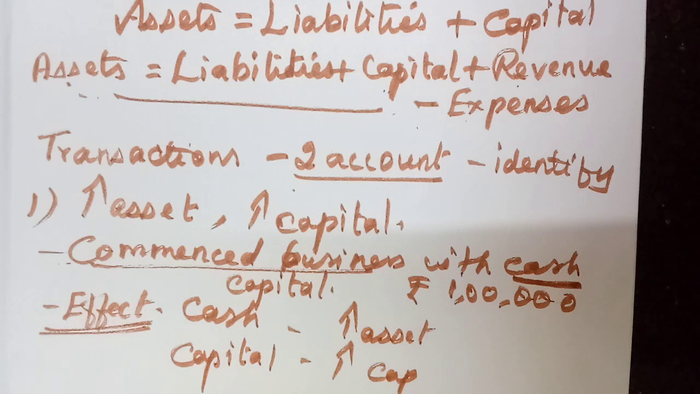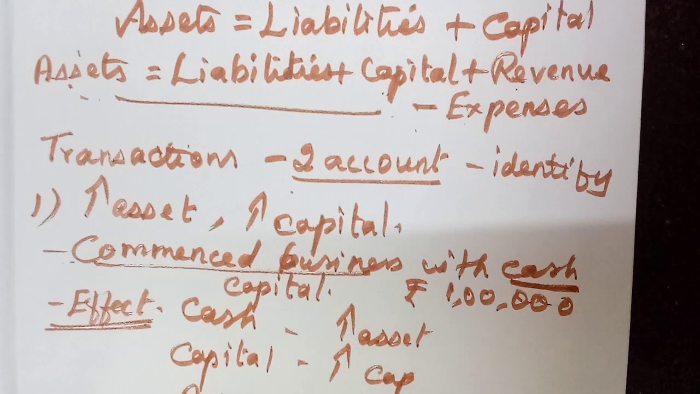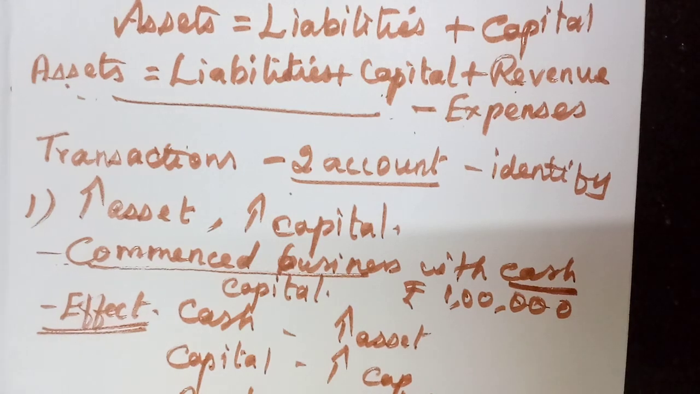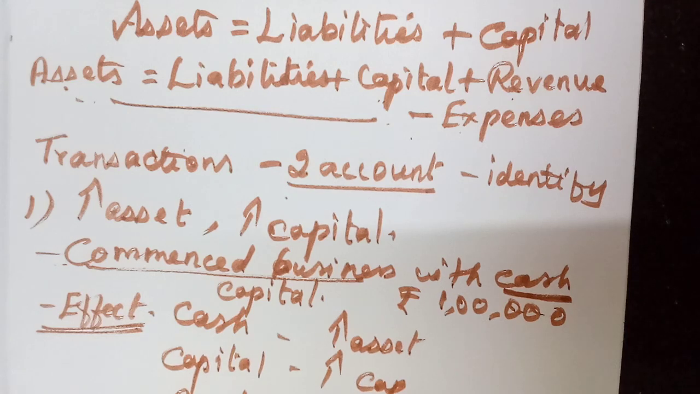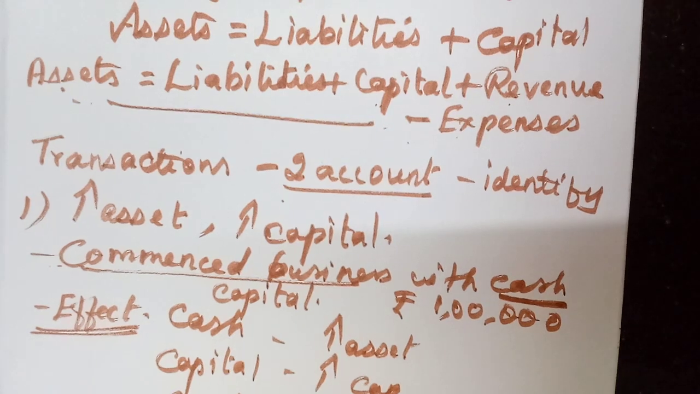So now we should write the accounting equation. Okay, assets is equal to capital. Assets, how much? Assets we can write, that is the cash. Isn't it? What is the capital? Capital only. How much is the asset? Cash 1 lakh. Equal to 1 lakh. Capital also 1 lakh. So this is the accounting equation. Okay.